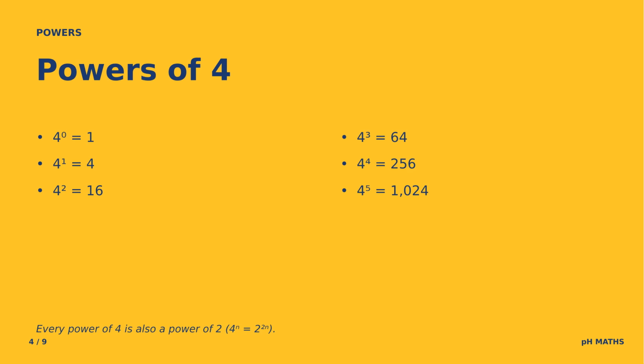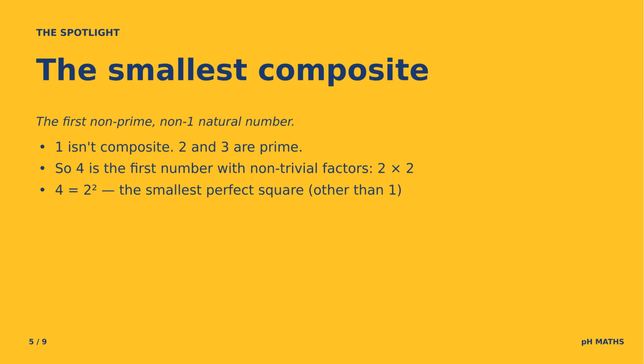Here's the clean trick. Every power of 4 is also a power of 2. Specifically, 4 to the n equals 2 to the 2n. So 64 equals 4 cubed, which equals 2 to the 6. 3 identities pointing at the same number. Useful in indices questions.